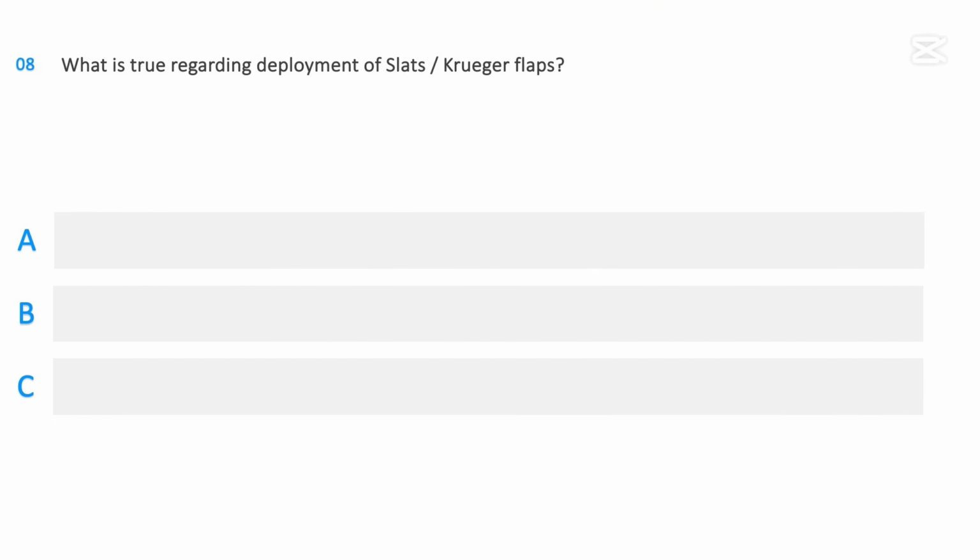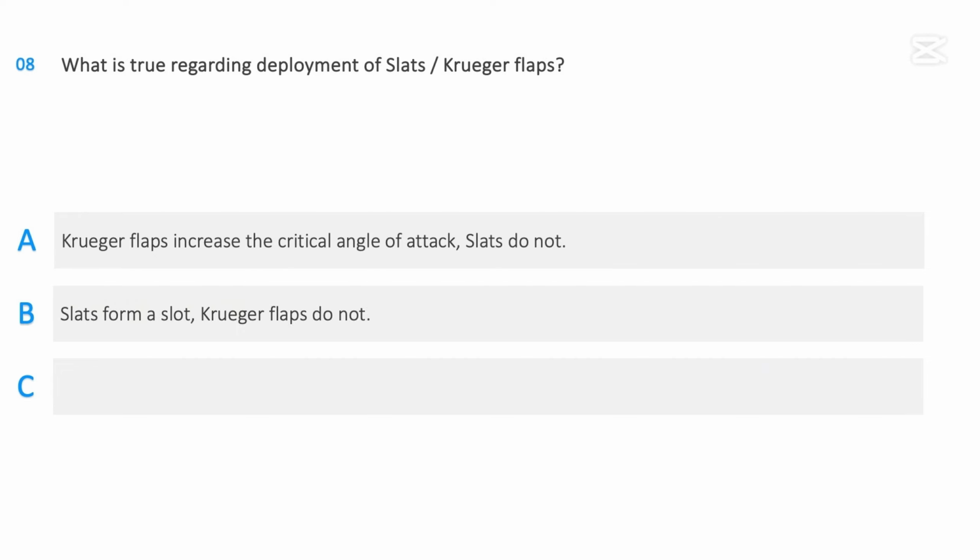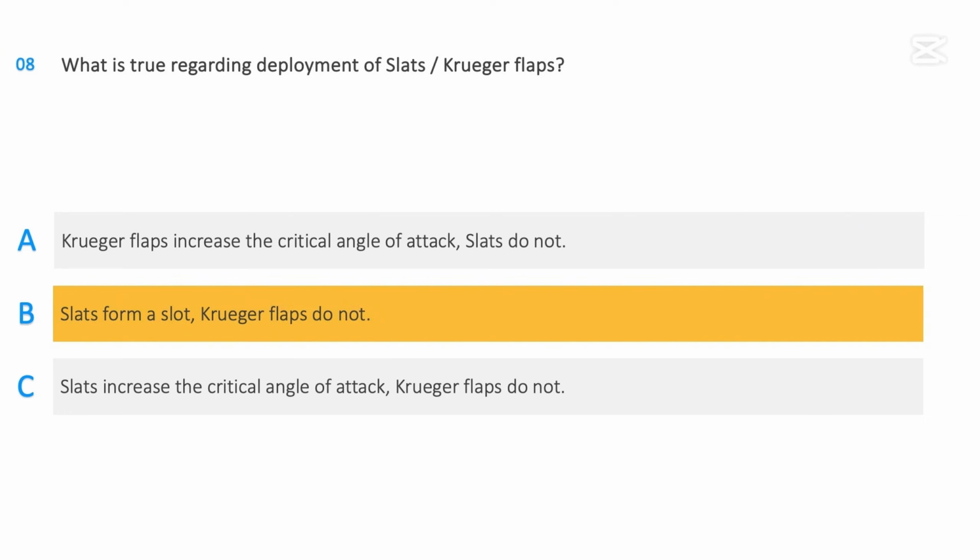What is true regarding deployment of slats and Kruger flaps? Kruger flaps increase the critical angle of attack, slats do not. Slats form a slot, Kruger flaps do not. Slats increase the critical angle of attack, Kruger flaps do not. The correct answer is slats form a slot, Kruger flaps do not.